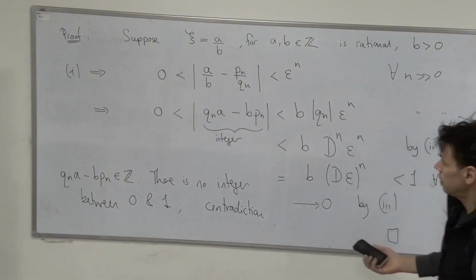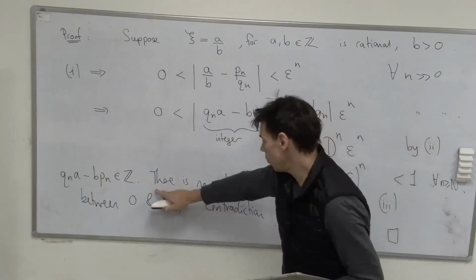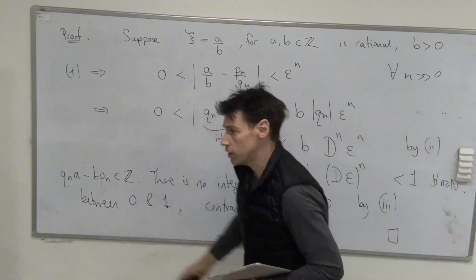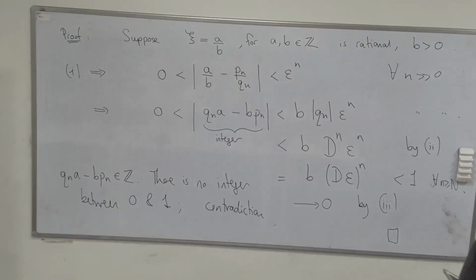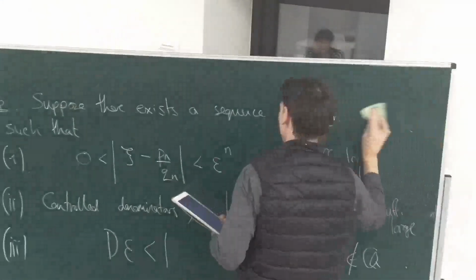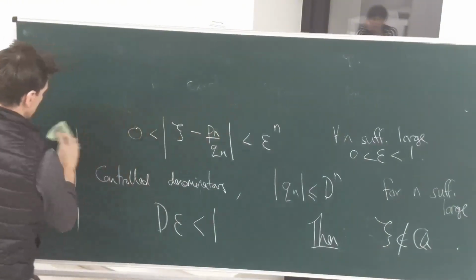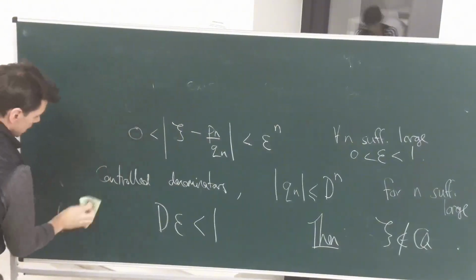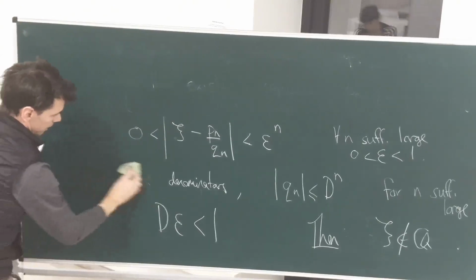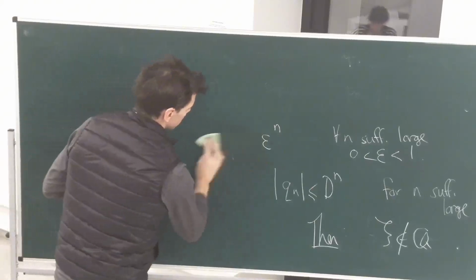So some people say that essentially this is the only idea, or the main idea, in transcendence theory, that we always somehow use this fact, that there is no integer between 0 and 1. Maybe that's a bit strong, but there's some truth in that. And I think it's fair to say that all the proofs of irrationality use this criterion in some sense, because they involve constructing rational approximations to numbers.